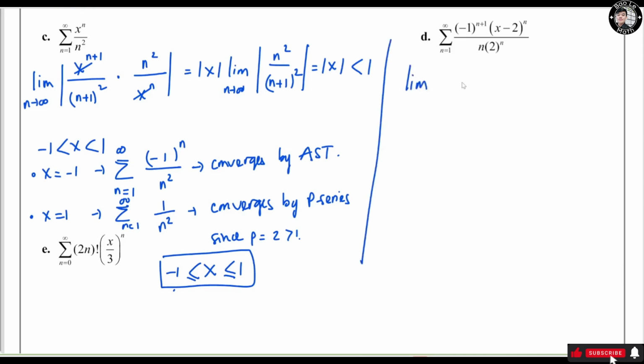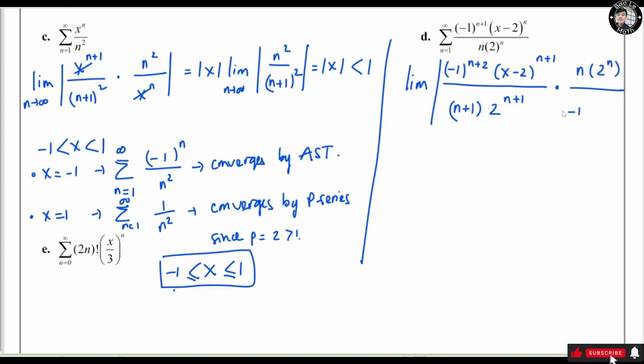We do exactly the same thing. We're going to set up the limit: the absolute value of (-1)^(n+2) times (s-2)^(n+1) over (n+1) times 2^(n+1), times the reciprocal of this one, n times 2^n over (-1)^(n+1) times (s-2)^n, when n approaches infinity. Now this part cancels out and you have -1 left.